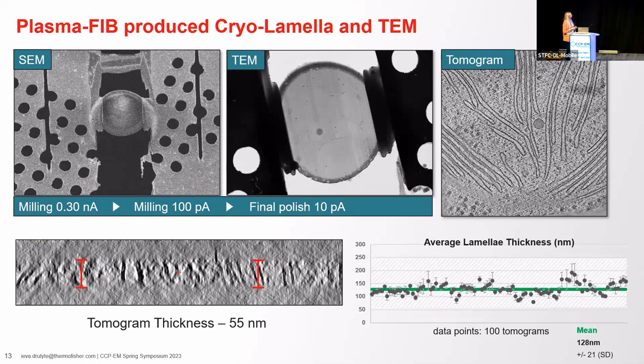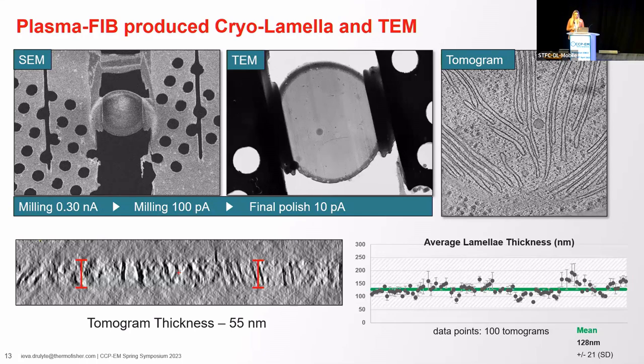We also wanted to see what statistics we get with this milling procedure of reducing the current every time, like shown on the slide. And we measured the thickness of 100 tomograms and got a mean value of 128 nanometers.